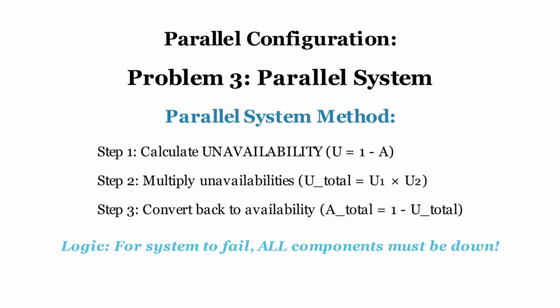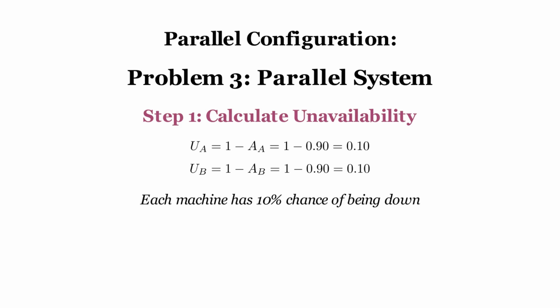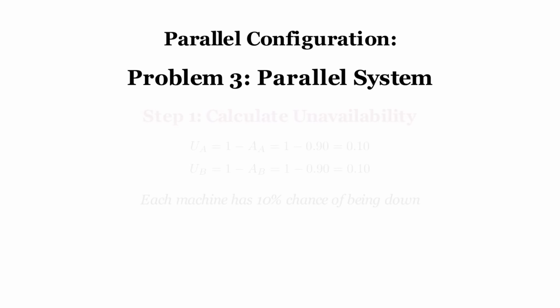Let me explain the logic. Unavailability is the probability that a component is not working. For the system to fail, all components must be down simultaneously. Step 1, calculate the unavailability of each machine. U sub A equals 1 minus A sub A equals 1 minus 0.90 equals 0.10. U sub B equals 1 minus A sub B equals 1 minus 0.90 equals 0.10. So each machine has a 10% chance of being down at any given time.